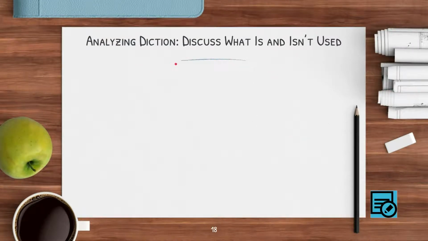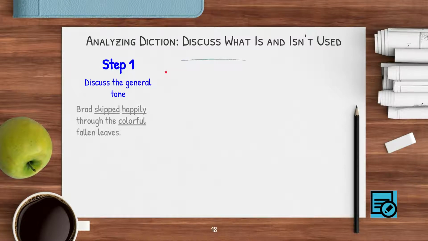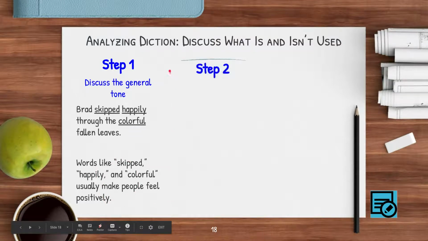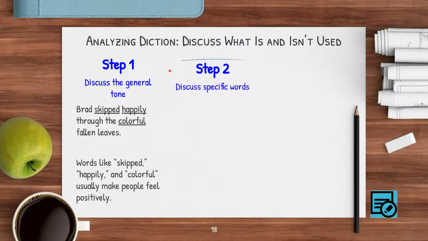So when you're analyzing diction, when you're trying to explain to somebody why words are important, you need to discuss what is and isn't used. There are 3 steps. Step 1 is to discuss the general tone. For example, Brad skipped happily through the colorful leaves. Words like skipped, happily, and colorful usually make people feel positively. This bottom part is analysis. Okay, that's step 1. Step 2 is to discuss the specific words.